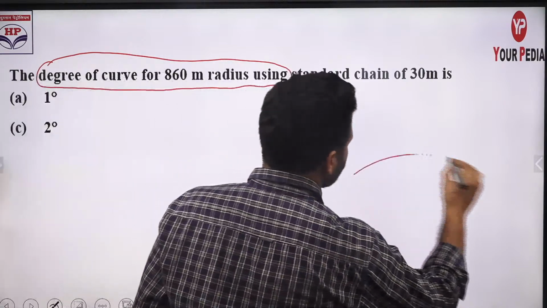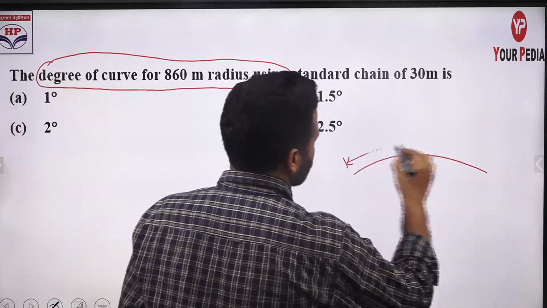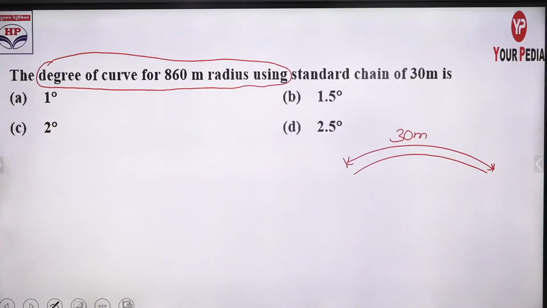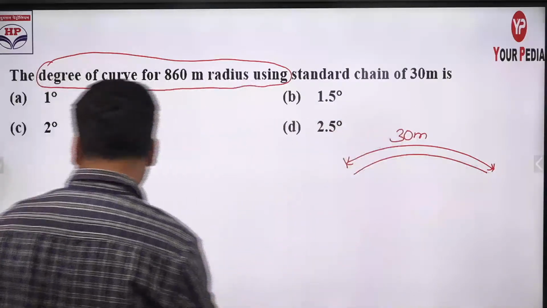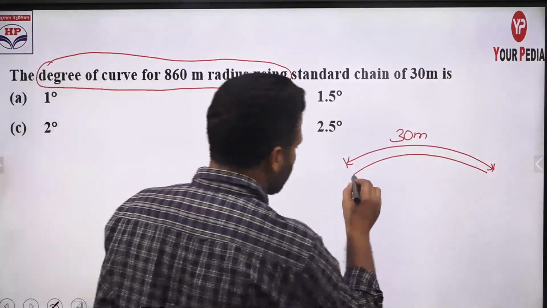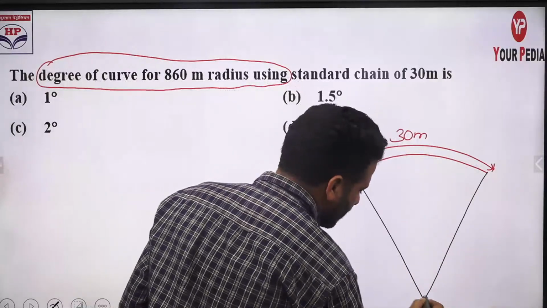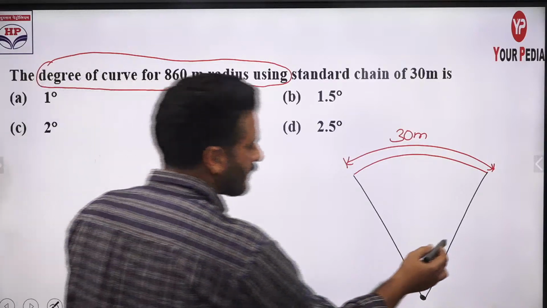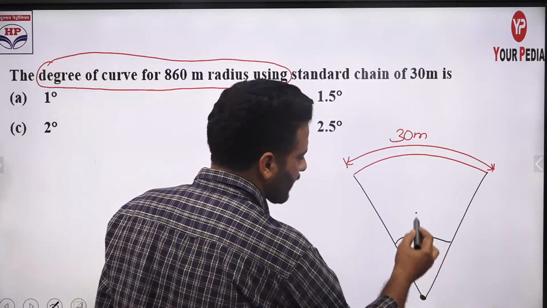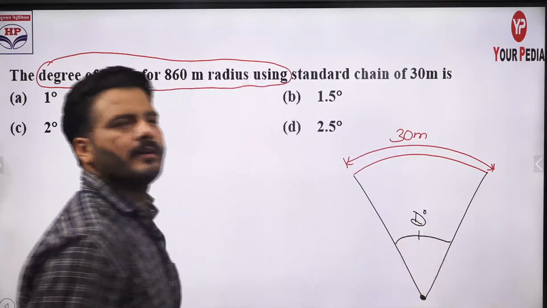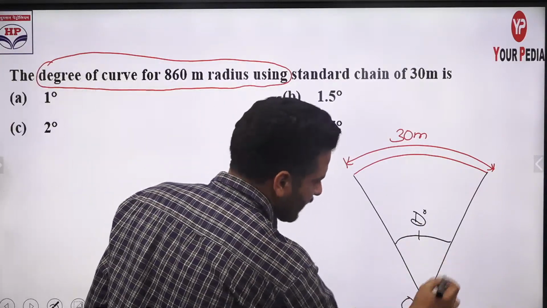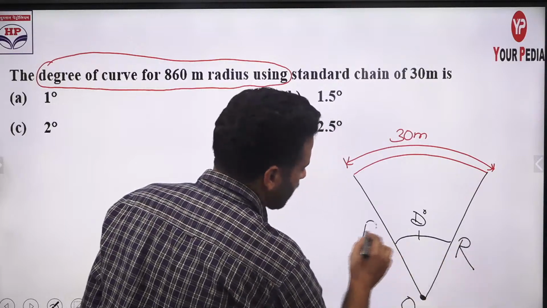Suppose we have this curve, and let this length be 30 meter, although it is given in the question. This curve length is 30 meter using a standard 30 meter chain. If we join these 2 points to the center with respect to compass, we make an arc. So what is the angle that we are forming here at the center? Let it be D degree. Okay, this angle is D degree, and of course if this is the origin or center, then this will be the radius of the curve.